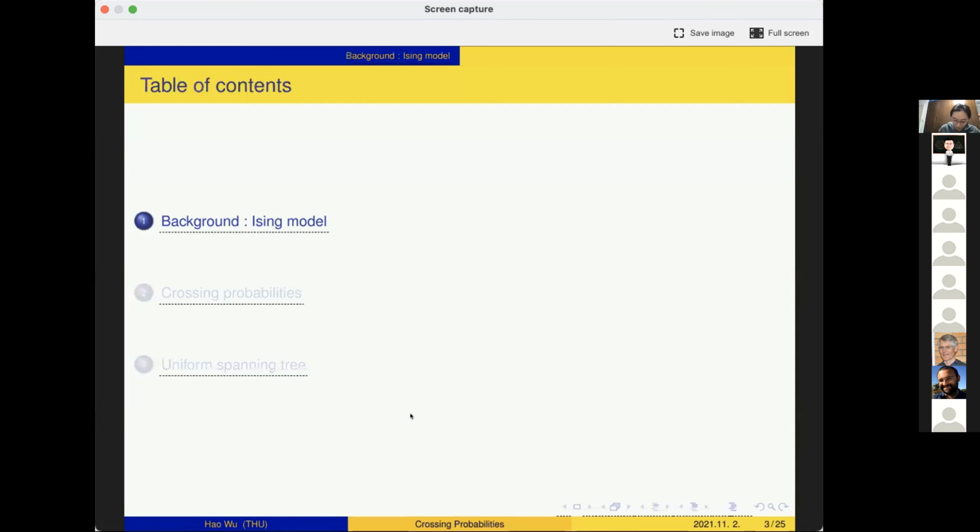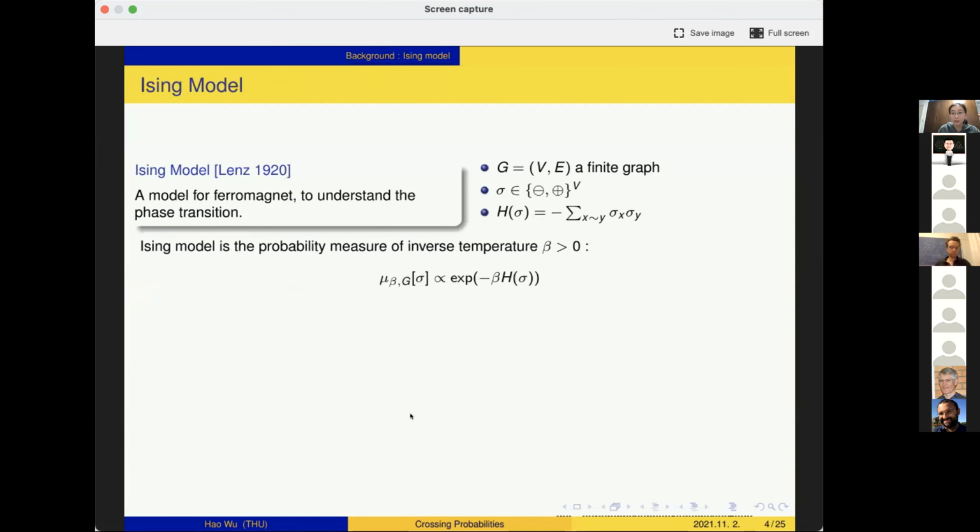So for the Ising model, we mean the most classical definition. It is a model introduced 100 years ago by Lenz, and it is a model for ferromagnets. Lenz introduced it to understand the phase transition for ferromagnets. Okay, so the definition of the Ising model is very easy. Suppose we have a finite graph. At each vertex, we put a spin. The spin is either +1 or -1.